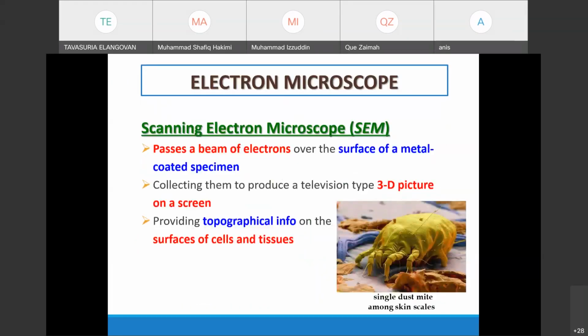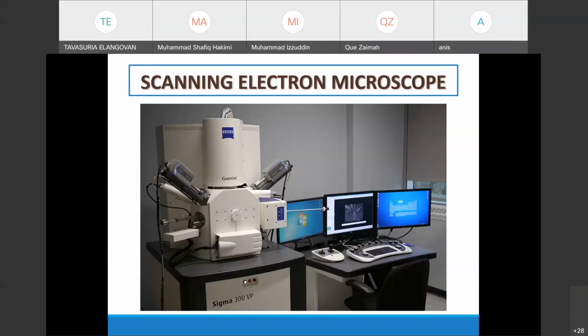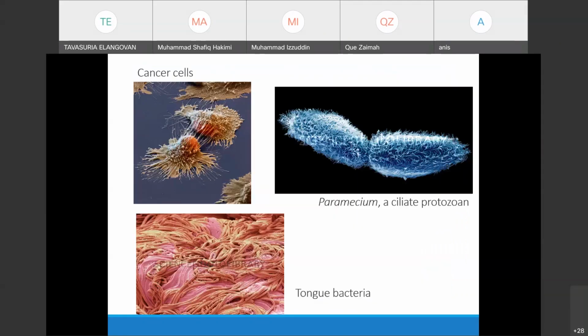In the scanning electron microscope also, the beam of electrons passes over the surface of the specimen. However, it produces a 3D structure of the image, and you can observe the surface of the specimen. However, the transmission electron microscope can only observe a tiny sample of the specimen. So this is the scanning electron microscope. Okay, so these are the images that you can observe through the scanning electron microscope.